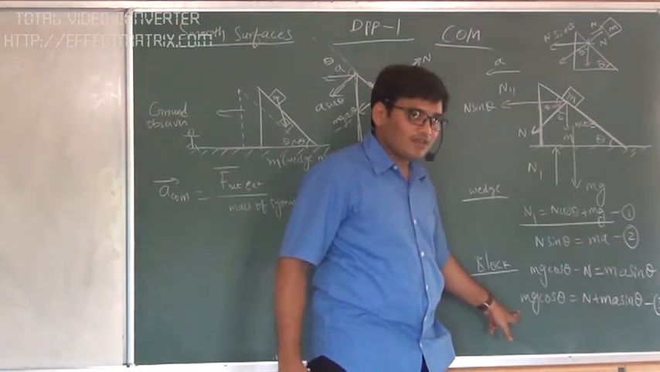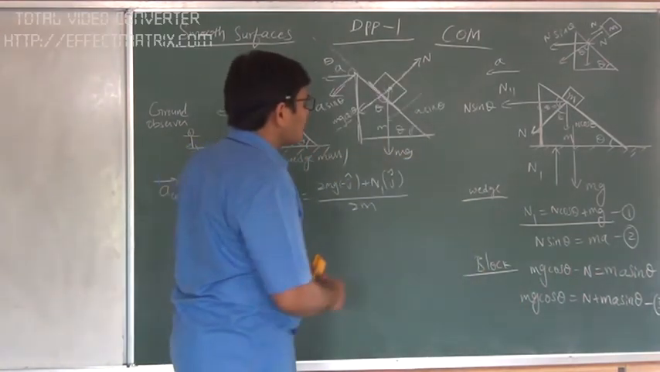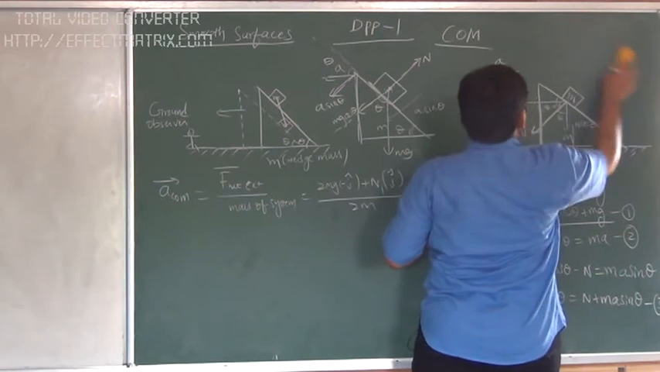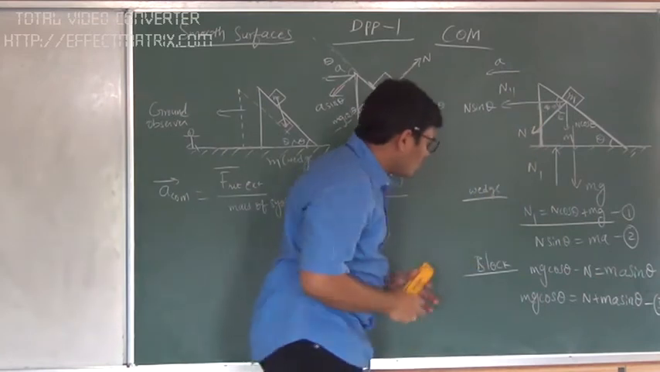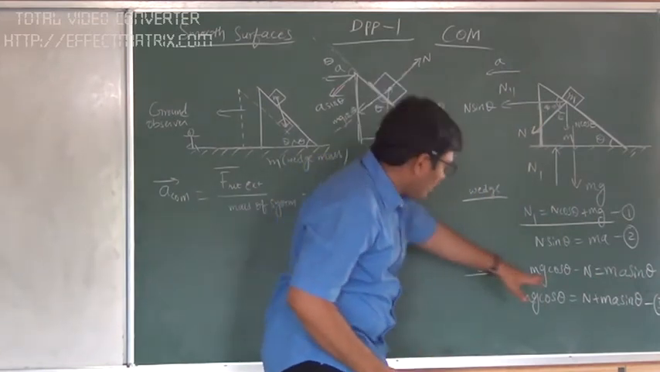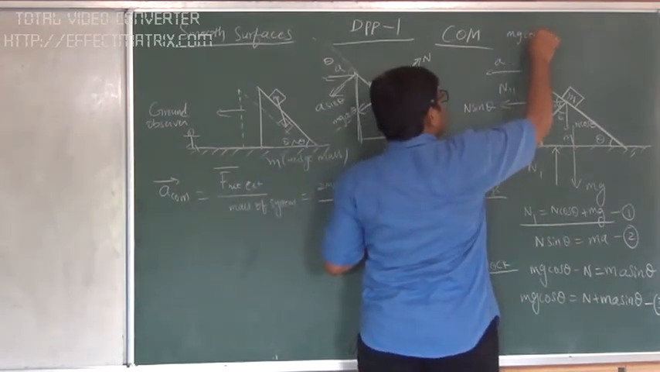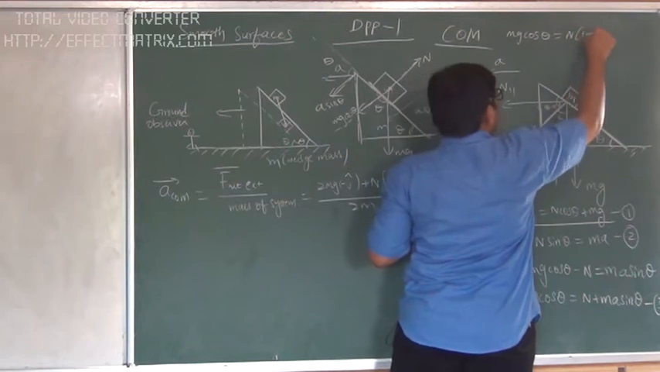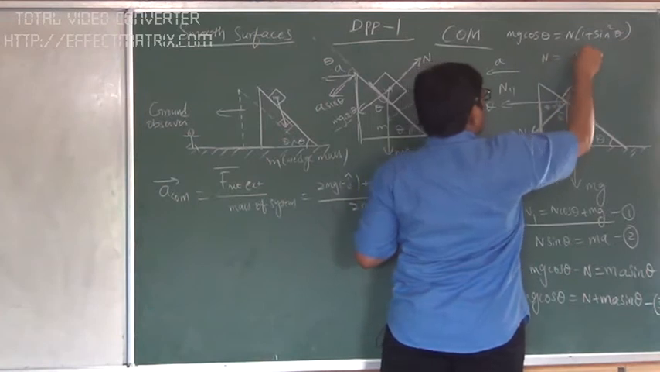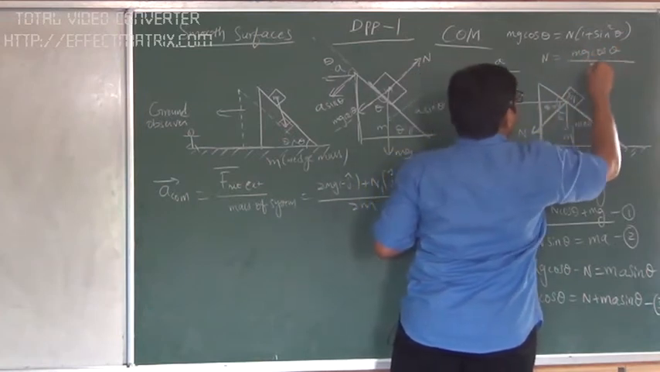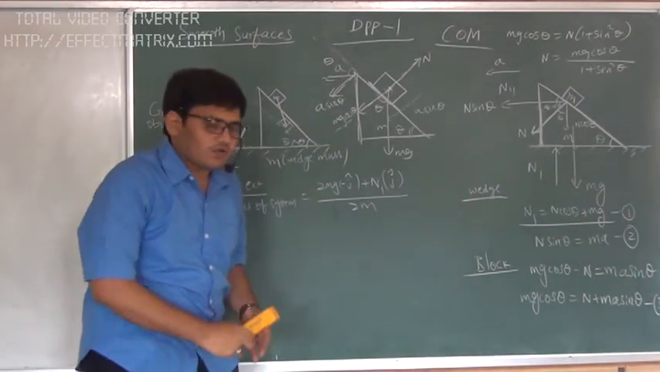From equation 3, what are we going to get? From equations 2 and 3, I am replacing MA with N sin theta. So what do I get? mg cos theta is equal to N times (1 plus sin square theta). The issue is simple. So N is equal to mg cos theta upon 1 plus sin square theta. It is so simple. We got N now.